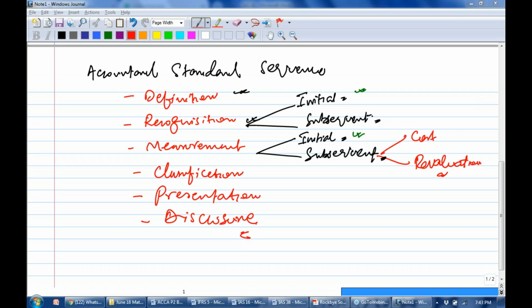And we have already discussed the revaluation aspects, how to revalue, in IAS 36. Either revaluation upward or downward. If the revaluation is downward, that should be charged to the profit and loss account. If the revaluation is upward, it is a revaluation reserve as part of equity. That is a non-distributable reserve.